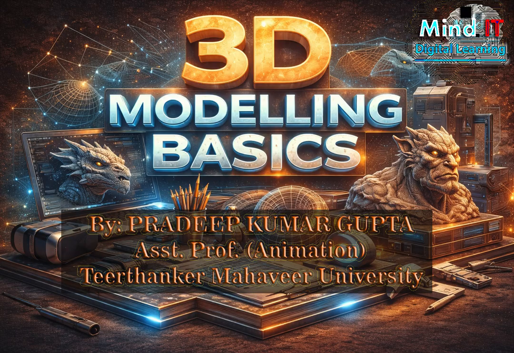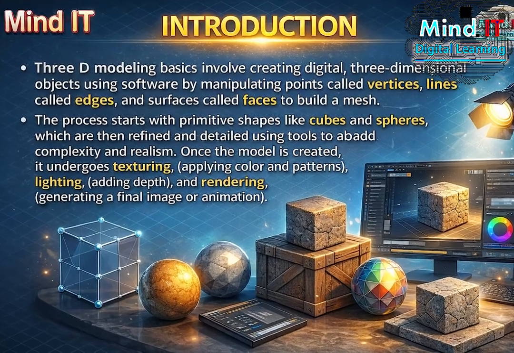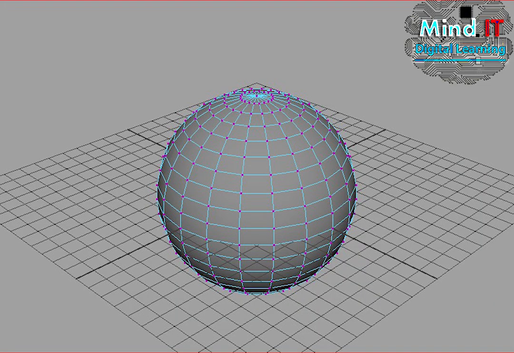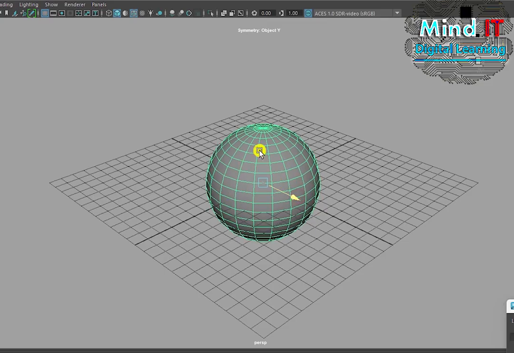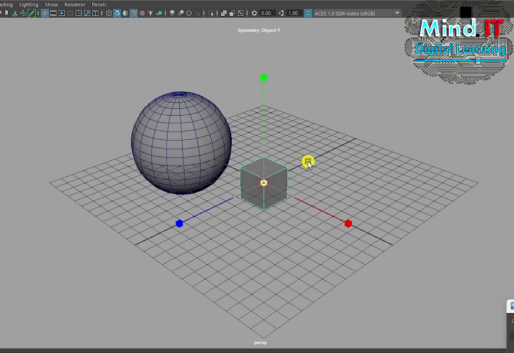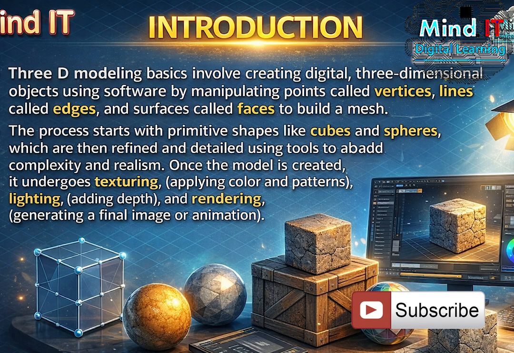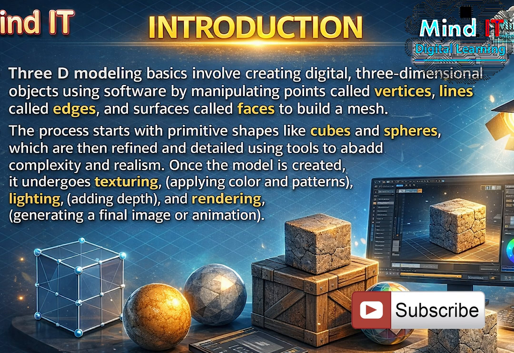Modeling basics involve creating digital, three-dimensional objects using software by manipulating points called vertices, lines called edges, and surfaces called faces to build a mesh. The process starts with primitive shapes like cubes and spheres, which are then refined and detailed using tools to add complexity and realism. Once the model is created, it undergoes texturing, applying color and patterns, lighting, adding depth, and rendering, generating a final image or animation.